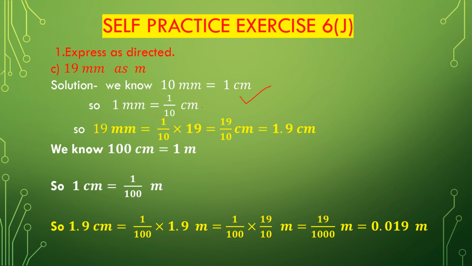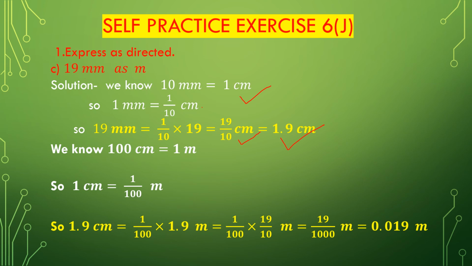So 19 divided by 10 centimeter, and 19 is 10 plus 9. So 10 plus 9 divided by 10. That is 10 divided by 10 is 1. 1 plus 9 divided by 10. 9 divided by 10 is 0.9. So 1 plus 0.9 is 1.9 centimeter. So 19 millimeter is 1.9 centimeter.